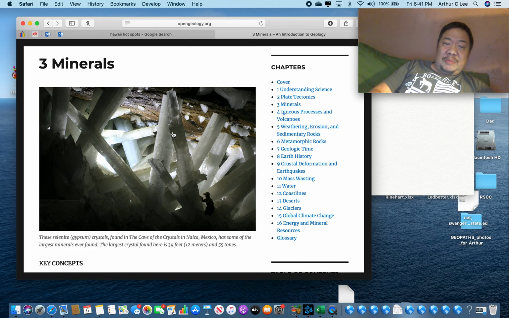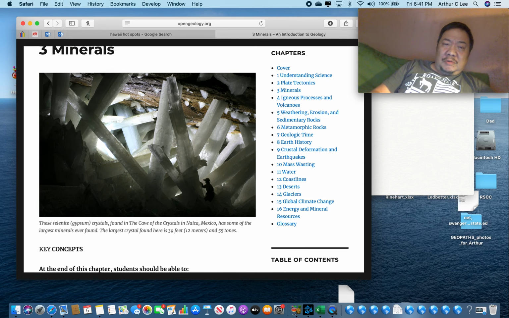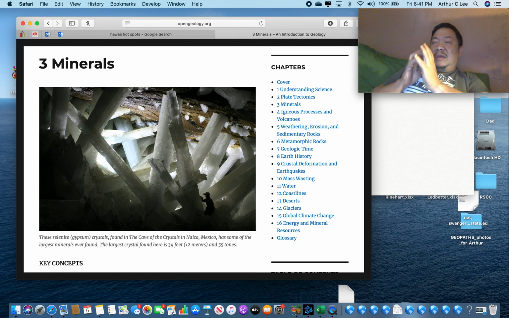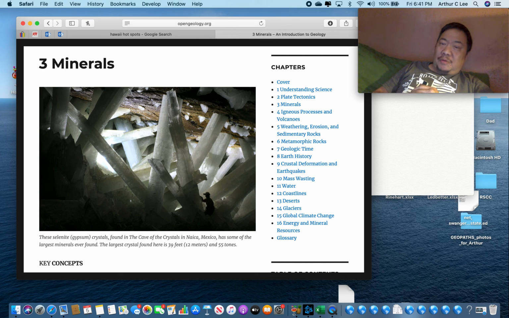Here, look at these huge mineral crystals in New Mexico. There's a man there, and so this is 30 feet tall. These are big minerals. Well, what is a rock and what is a mineral? They're not the same thing. Rocks are made up of combinations of different minerals. So the only way that you and I can study rocks is by first studying minerals. That's why we did the minerals lab before the rocks lab.